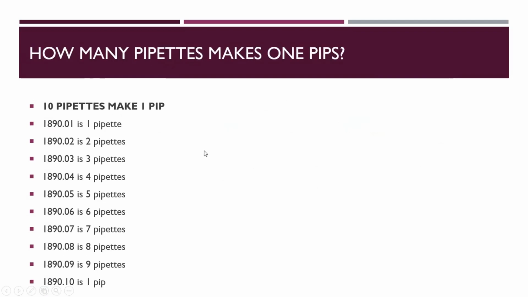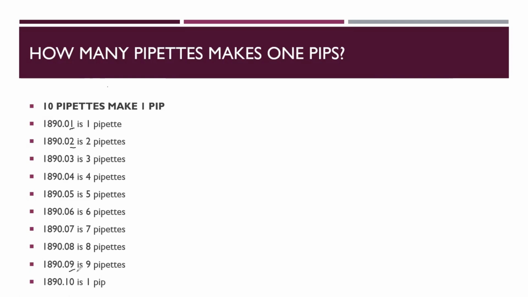Let's move on. Now, how many pipettes make 1 pip? Now, 10 pipettes make 1 pip. Let's go through this together. So we had a current price of 1890.01. Now, the one here tells us it's 1 pipette. Please remember that. Then 1890.02 is what? 2 pipettes. 1890.03 is 3 pipettes. 1890.04, 4 pipettes. So let's jump. 1890.07 is what? Of course, 7 pipettes. 1890.09 is what? 9 pipettes.